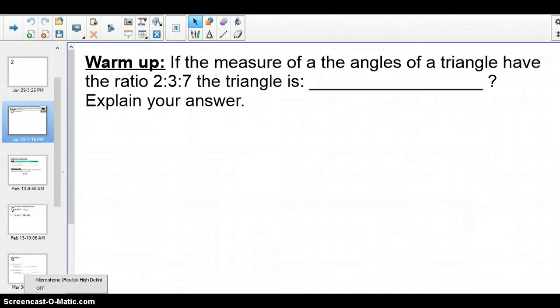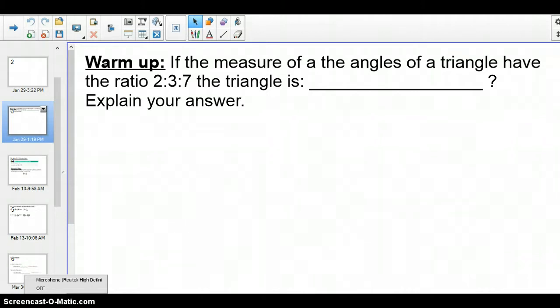All right, we are going to continue our discussion on ratios. We're not quite to similarity yet, so take a minute if you can, do this warm-up. You can just stop the video, see if you get it.